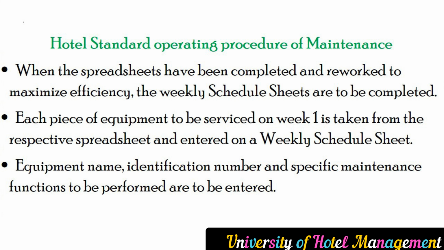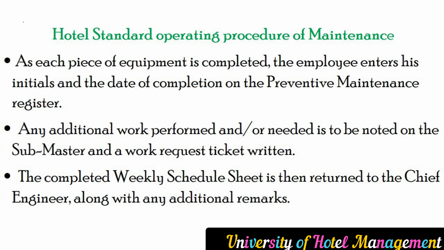Equipment name, identification number, and specific maintenance functions to be performed are to be entered. As each piece of equipment is completed, the employee enters his initials and the date of completion on the preventive maintenance register. Any additional work performed and/or needed is to be noted on the submaster and a work request ticket written. The completed weekly schedule sheet is then returned to the chief engineer, along with any additional remarks.